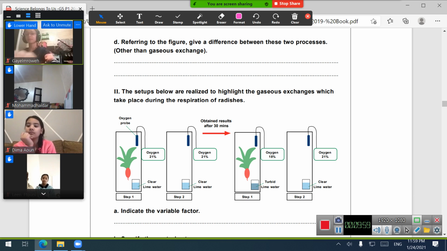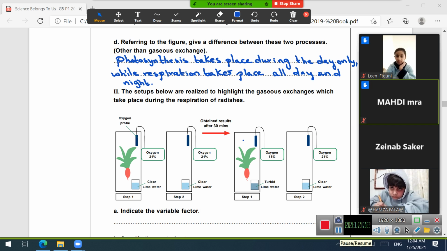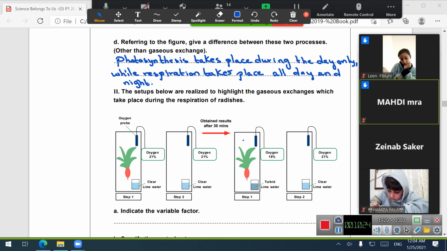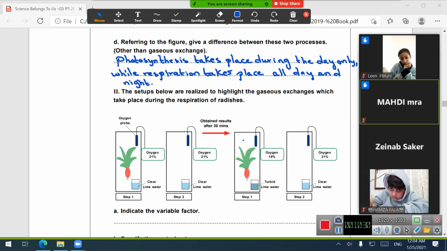So, the answer will be: photosynthesis takes place during the daytime only, while respiration occurs all day and night. And as Mahdi Murad said also, respiration takes place at the root level, while photosynthesis takes place in the leaves. And as Dima said, photosynthesis is done only by green plants because they have chlorophyll, and respiration is done by all living things.